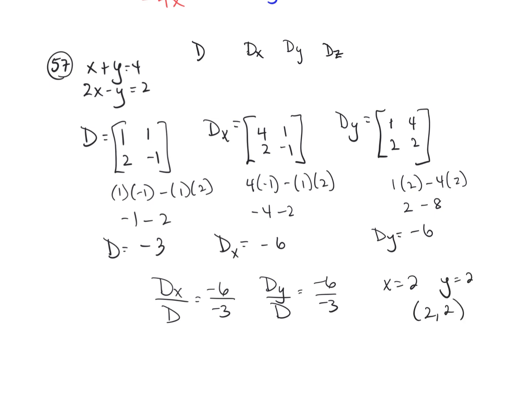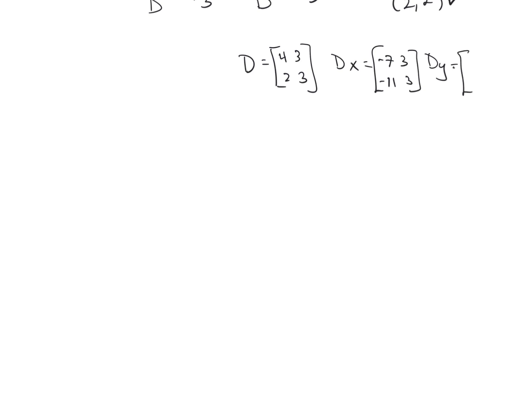So could we have done that 5 minutes ago? Absolutely. Let's see. So 2 plus 2 is 4 if I put it in the first one, and then 4 minus 2 is 2 if I put it in the second one. So I actually have checked this. Done. Cramer's rule. Okay, 59.